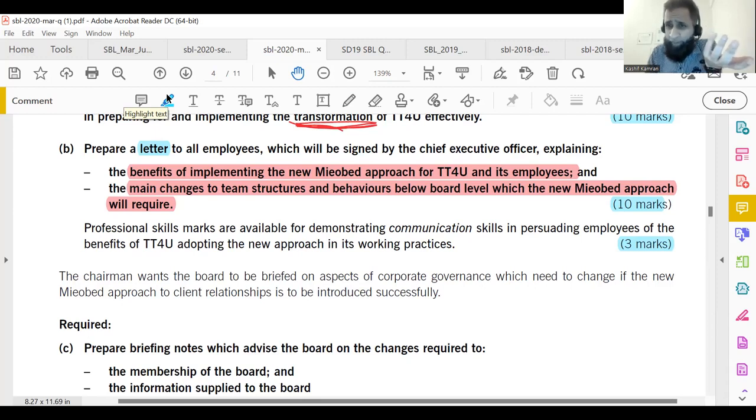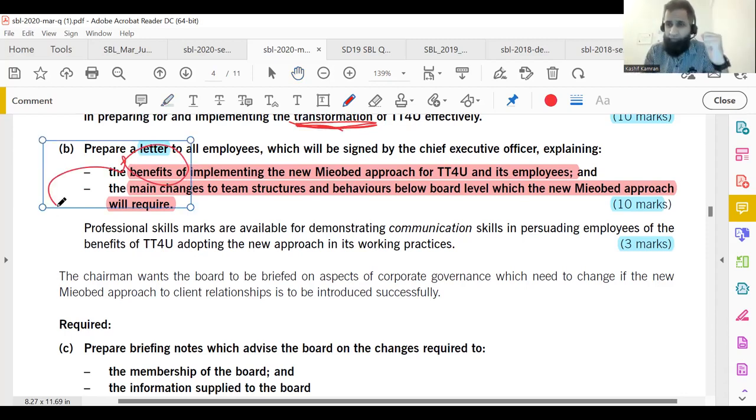Now, what is a MyoBed approach? I don't know. I have to read the case. When I read the case, I will come across, okay, these are the benefits. In the context of the case, I have to judge what are the benefits of this approach for the company and for the employees. Now, can I know the benefits from the book? No, because this is something given in the case study.